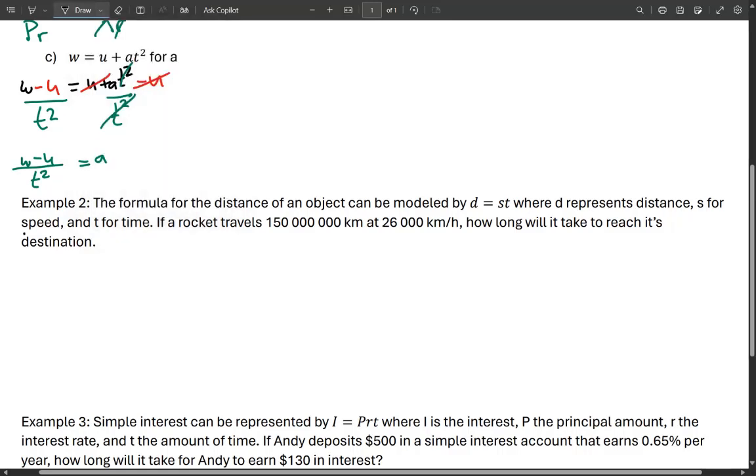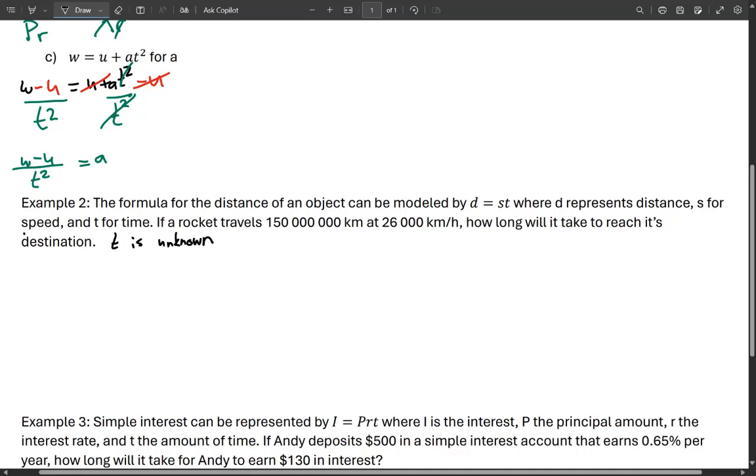The formula for distance of an object can be modeled by d equals st, where d represents the distance, s represents speed, and t represents time. If a rocket travels 150 million kilometers at 26,000 kilometers per hour, how long will it take to reach its destination? First, we need to figure out what we're trying to figure out. Well, if we have distance, speed, and time, and I ask how long it takes, we're obviously going to look for time. So time is unknown.